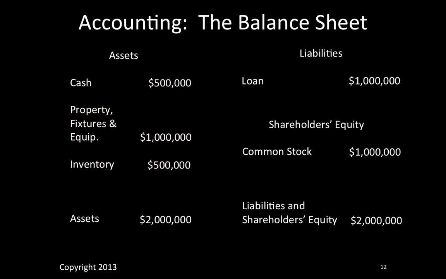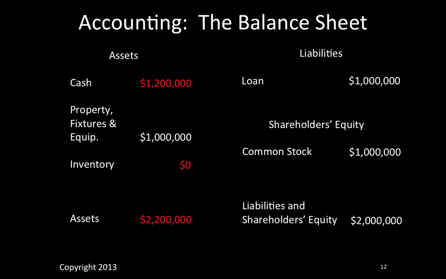Let's see if Widgets Inc. is going to be profitable. It sells all of its $500,000 in inventory for $700,000, a profit of $200,000. The inventory account is reduced to zero, and the cash account is increased by $700,000 to $1.2 million. The value of the company's total assets has increased to $2.2 million.